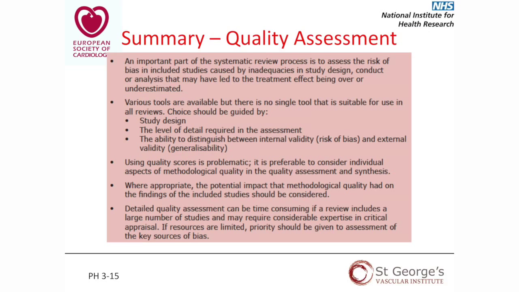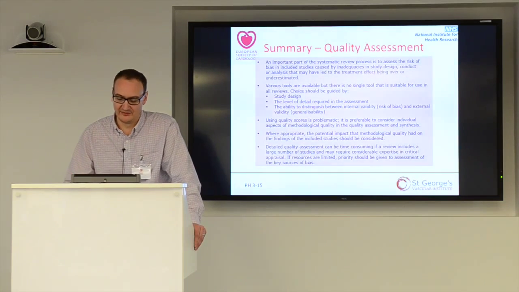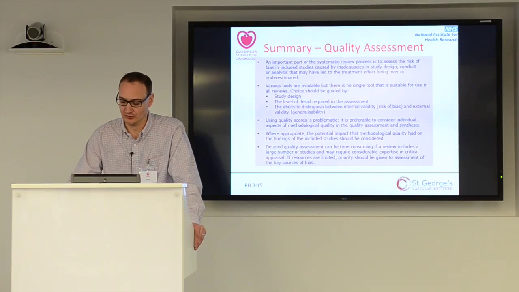This is taken from the York group, who have significant and lengthy expertise in systematic review and meta-analysis. And as I said, they feel that the use of quality scores is problematic. Down towards the middle of the paragraph there, they say it's preferable to consider individual aspects of methodological quality in the quality assessment and synthesis. But despite this, the commonest way of assessing quality is through these numeric scores.